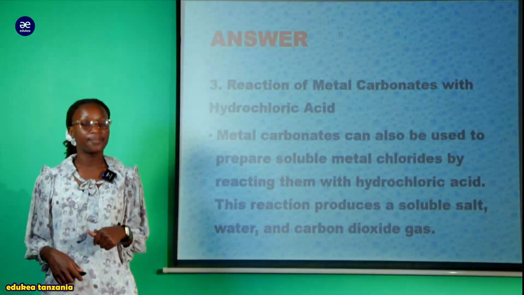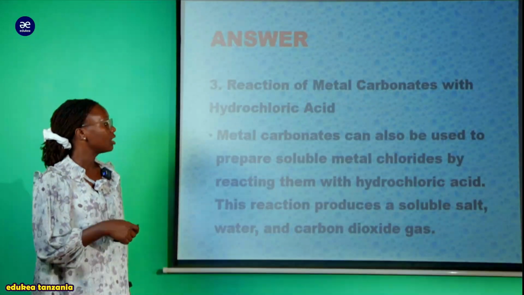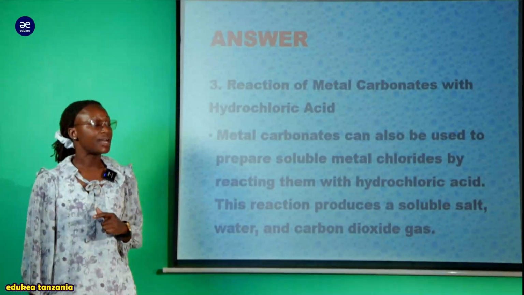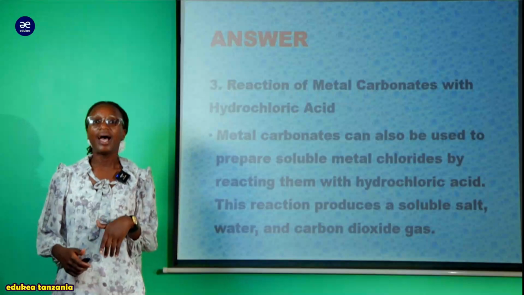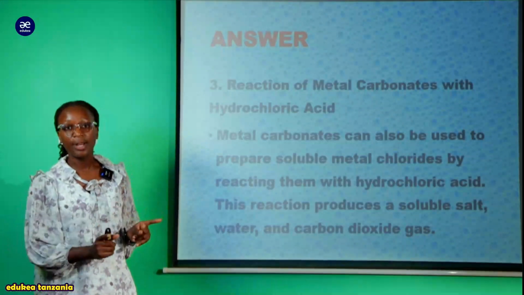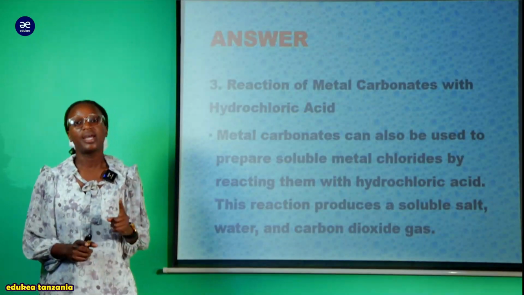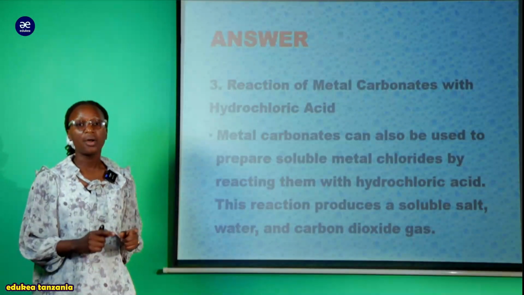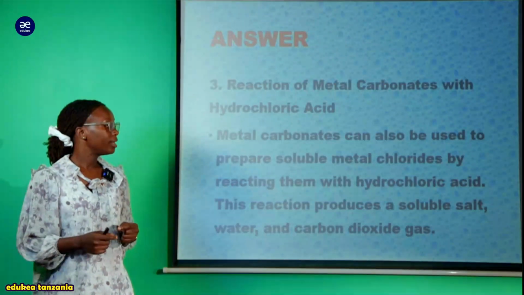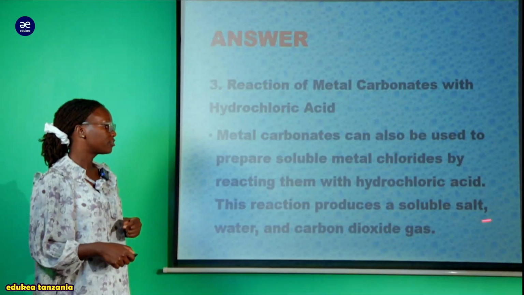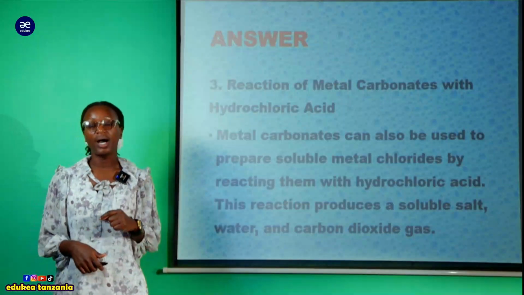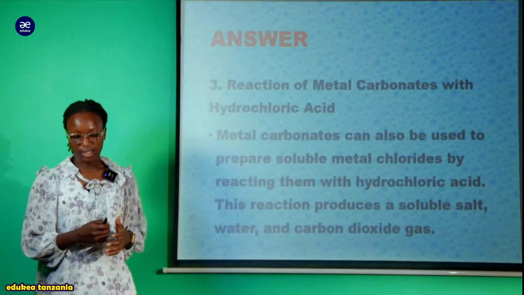And you have to note that this reaction of metal carbonates with the HCl involves a neutralization reaction. That's why the products we obtained are neither acid nor base, because the carbonate compound and HCl reacted. So acid and base, we know their property when they react together. That is why we produce the salt, and also water, but here we also produce the gas which is carbon dioxide gas.